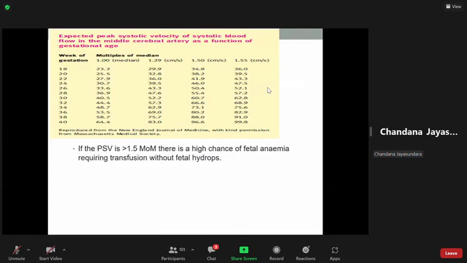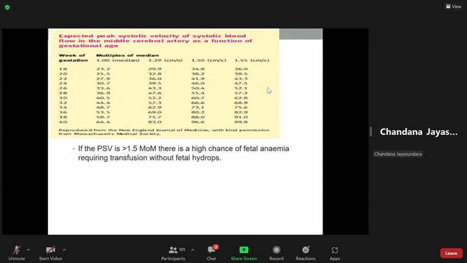One thing is the invasive method where we do amniocentesis, take amniotic fluid, and check the bilirubin level at 450 optical density. The other method is we check the peak systolic velocity, and anything above 1.5 multiples of median.